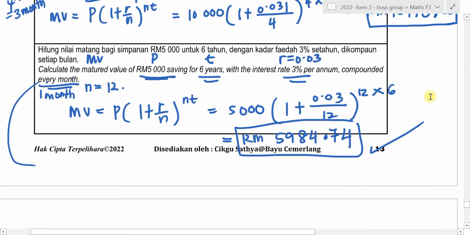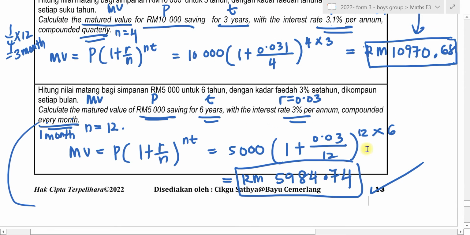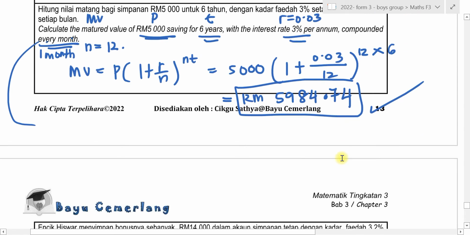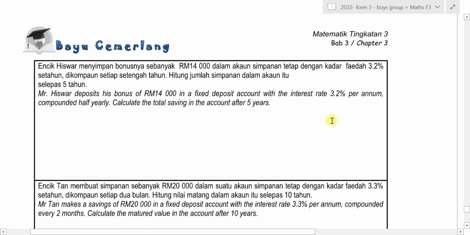So you all are copying, while I'm copying also. So I move on to the next question. Next one, Sharvinat, your turn. Wait, let me write down the working out first. Mr. Ishwar deposits 14,000, deposit means it's a principal value, in a fixed deposit account with the interest rate 3.2% per annum, so 0.032 is your R. Compounded half yearly.